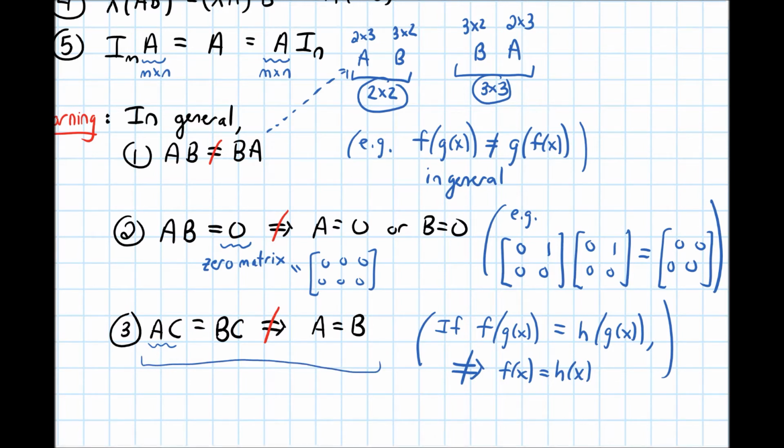There is a scenario, which we'll learn about once we talk about invertible matrices, where we can cancel the C out, but we can't do it in general.